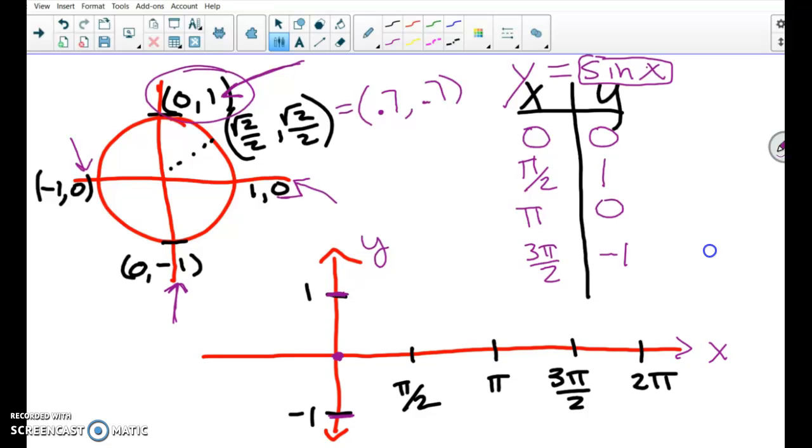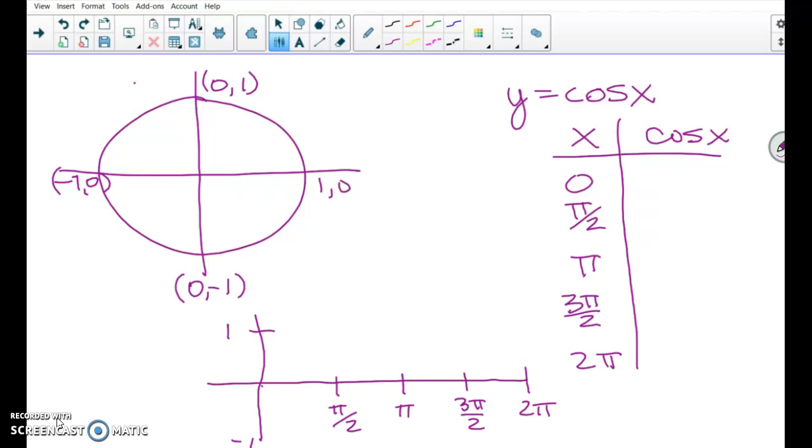We've got (0, 0). When x is pi halves, the sine is 1. When x is pi, the sine of pi is 0. At 3/2 pi, the sine is -1. And then at 2 pi, back to the same as 0, we see that we've completed one complete period. So we're just going to draw that curve in and see that we come up with our sine curve.